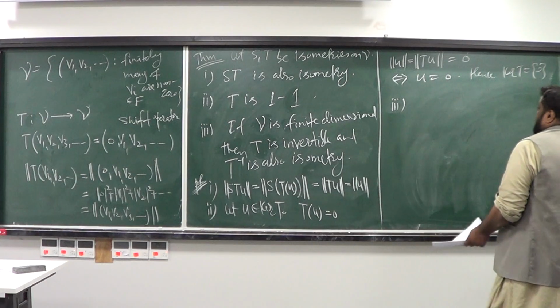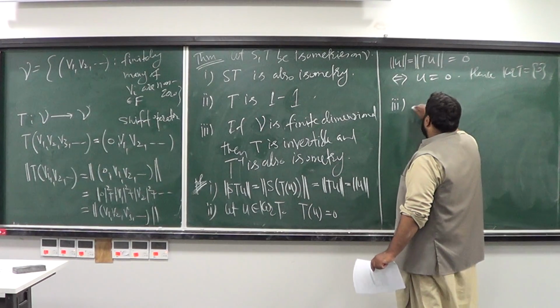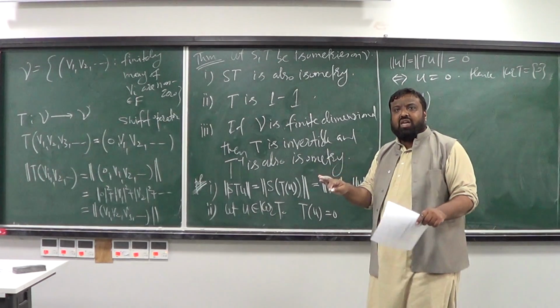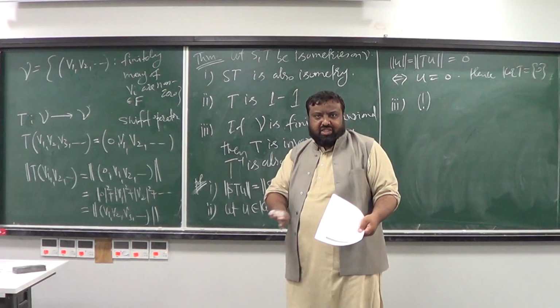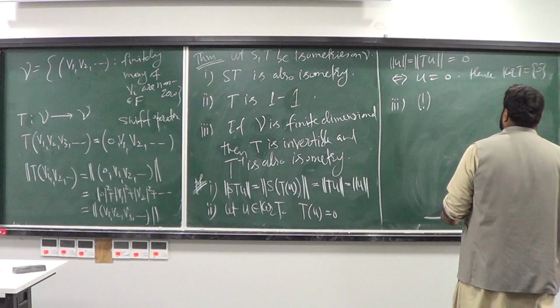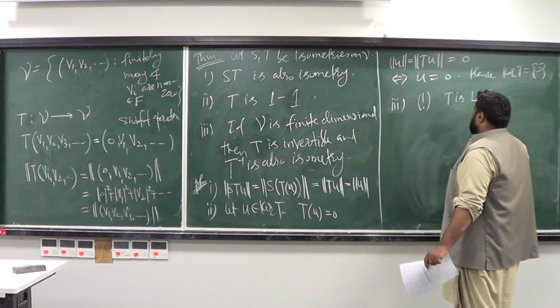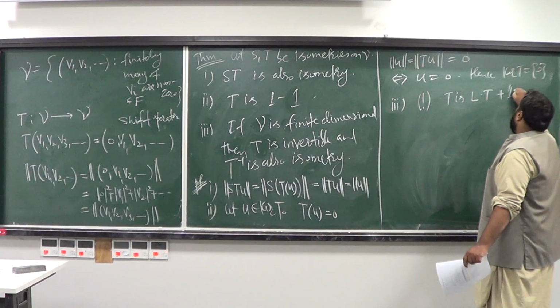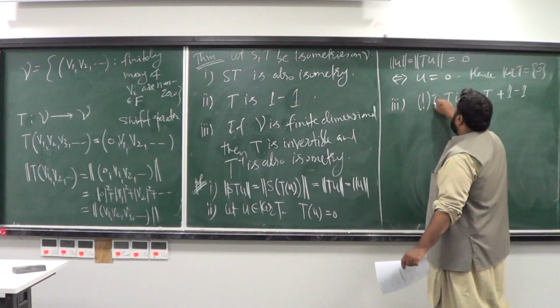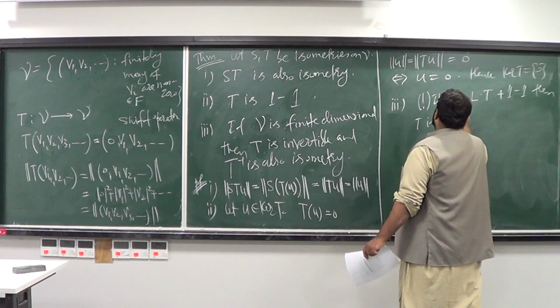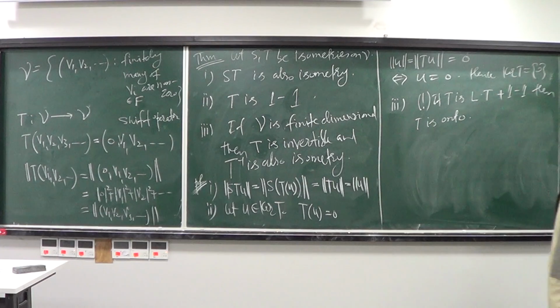Maybe this is something for you to verify or recall, since this is the second course on linear algebra. I'm going to assume some of the basic things you did in your first linear algebra course. So verify that if T is a linear transformation and 1-1, then T is onto as well. This will be true when V is finite dimensional.